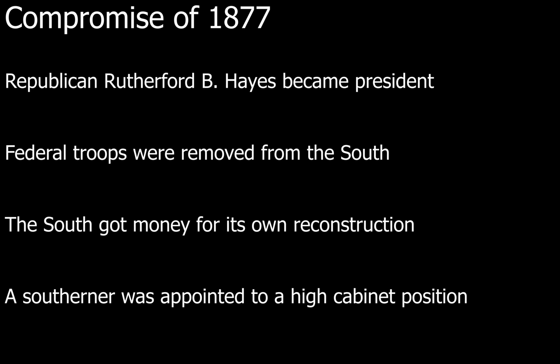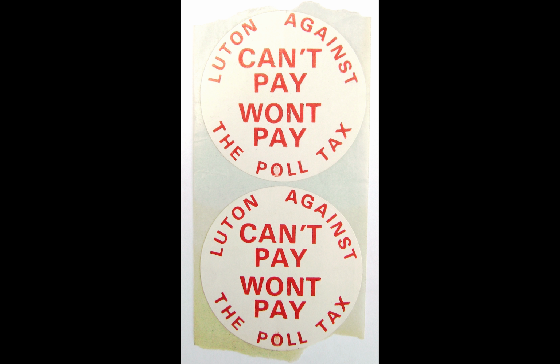In the Compromise of 1877, Rutherford B. Hayes was elected president. Federal troops were removed from the South, a Southerner was appointed to a powerful cabinet position, and the South got money for its own reconstruction. After federal troops were removed, the South set up poll taxes of $1 or $2, which were much higher back then because of inflation.